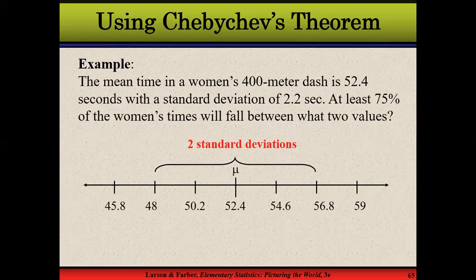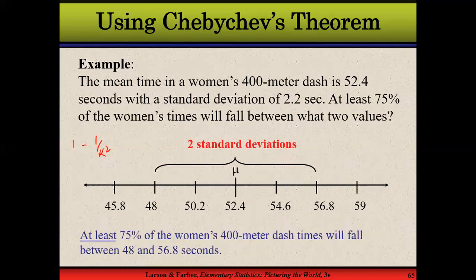52.4. Okay, so how many values actually fall within two standard deviations? Again, we have the formula 1 minus 1 over k square. Since the standard deviations are 2, what can we do? We can put 2 in the place of k, and we will find out that 75% of values fall between the range of 48 and 56.8.